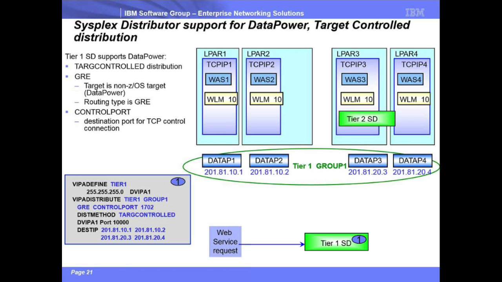And you can see in this example we could have Tier 2 distributor routing from the DataPower appliances to the back-end LPARs. And this allows for simplified administration, since all the distribution is being controlled by a Sysplex Distributor, either the Tier 1 Sysplex Distributor or the back-end Tier 2 Sysplex Distributor.